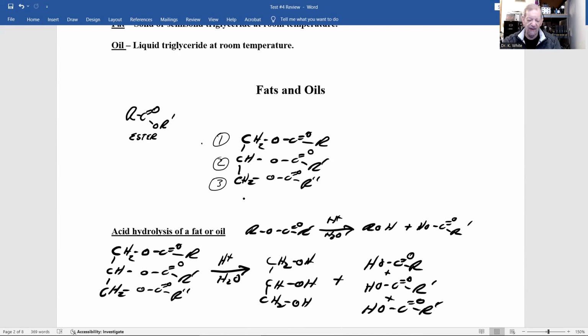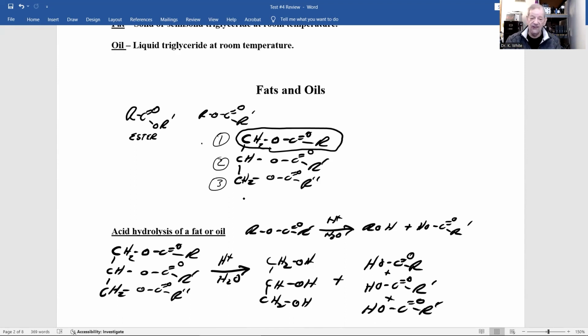But fat and oil chemists write it this way. Sort of flipped, and they changed the R and R prime. So like in this one, here's our carbonyl, and here's our ester. Same thing as the others. Now, good news.